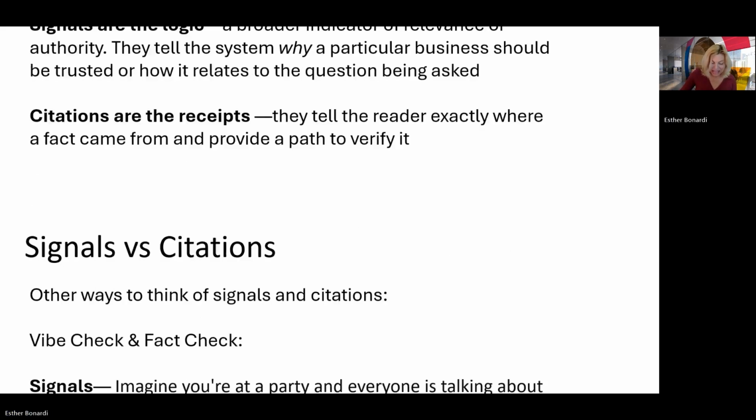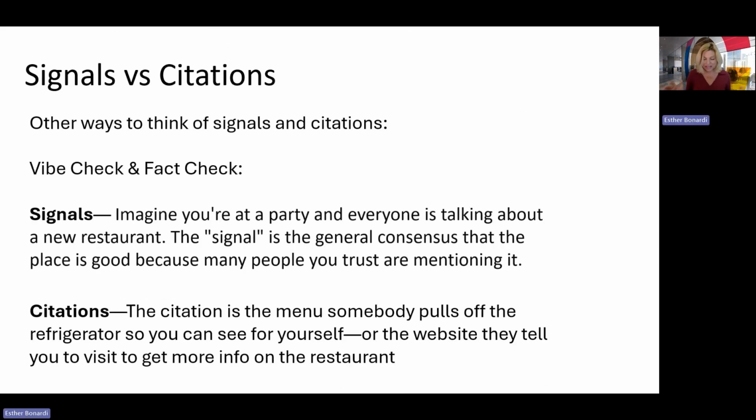All right. I love this example, vibe check and fact check. It's such a human example. I want you to imagine that you're at a party and everybody's talking about a new Italian restaurant that they just love. And you say, oh, I love eggplant parmesan. Do they have eggplant parmesan? And people are saying, oh, they have the best eggplant parmesan. You should really try it.